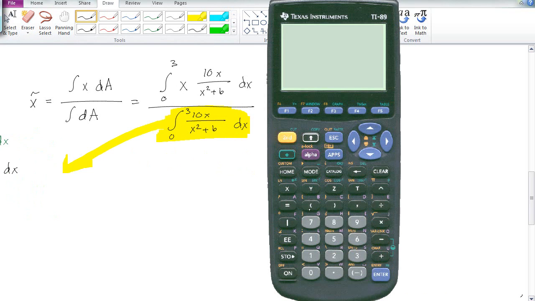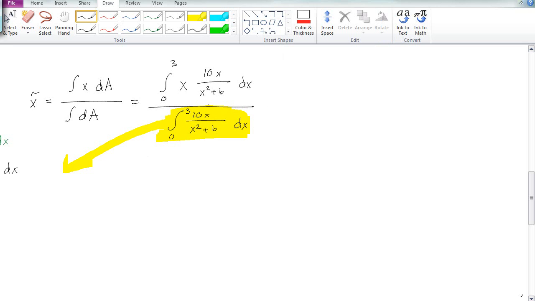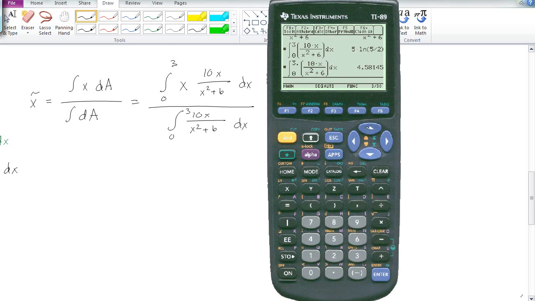And because I'm excessively lazy, I'm going to do this on my TI-89. So I'm just going to start off with 10x divided by x squared plus 6, and there we go. Now I'm going to integrate, so that's the yellow 7 key, integrate that with respect to x, comma, 0 to 3. There we go. So we get an actual numerical value. That's the area basically of that shape, 4.5 something, 4.58.